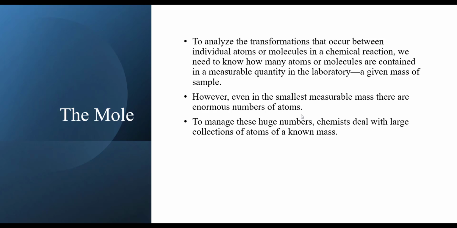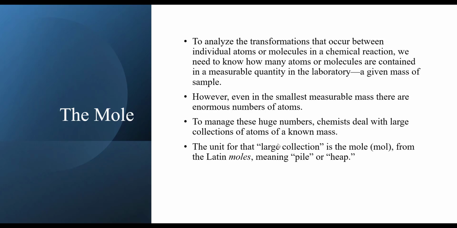So to manage these huge numbers, chemists deal with large collections of a known mass, and they give them a name. Say, okay, let's just have a huge number of particles in a particular mass, and just refer to those as a heap. I have 2 heaps, I have 3 heaps, I have 1 pile, I have 2 piles, and the name of those heaps or piles is moles. It's perhaps an unfortunate name. The name reminds students too much of an animal, so try not to have that association to confuse you.